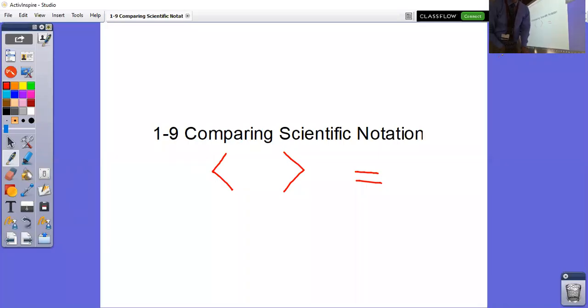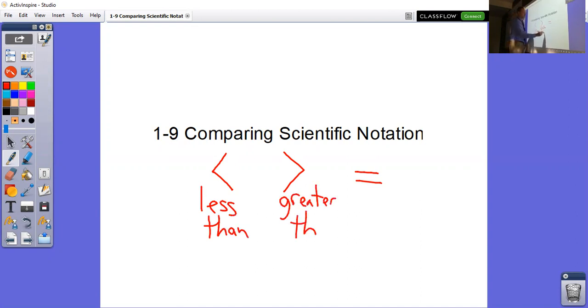This is the lesson for 1-9, comparing scientific notation. There are three different ways that you compare numbers using scientific notation. This is the less than symbol. This is the greater than symbol. And this is the equal to symbol.